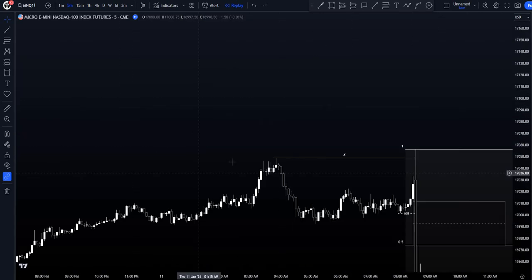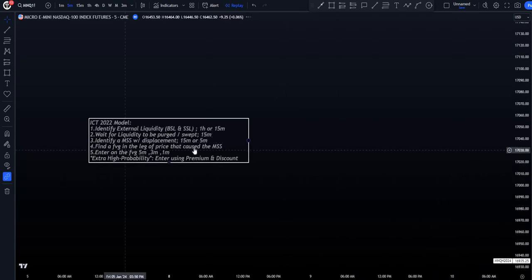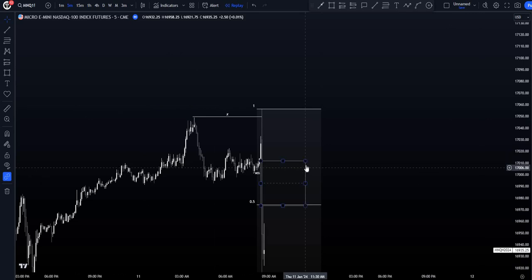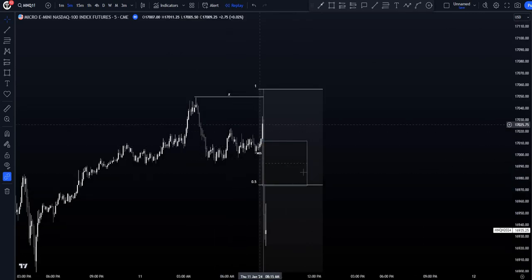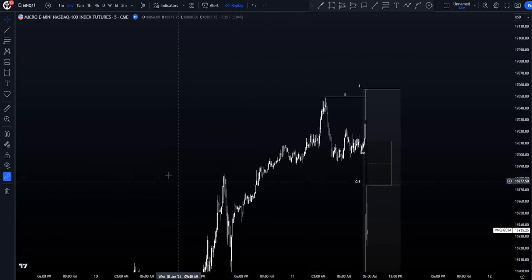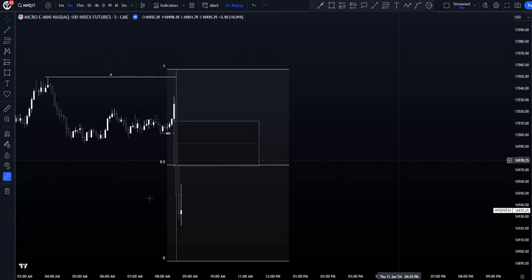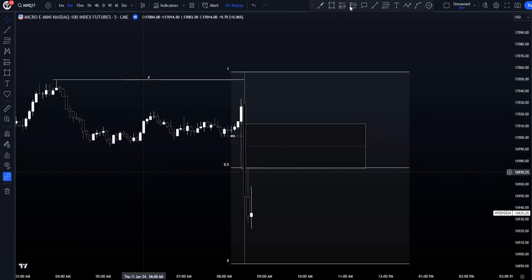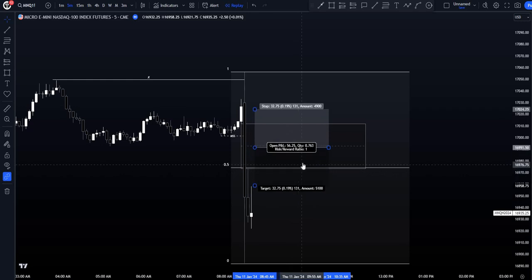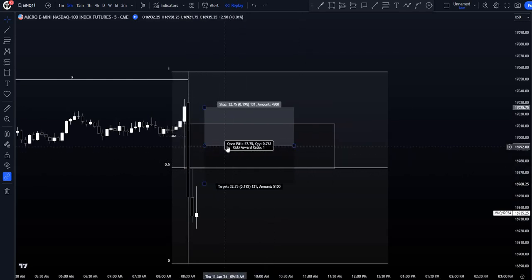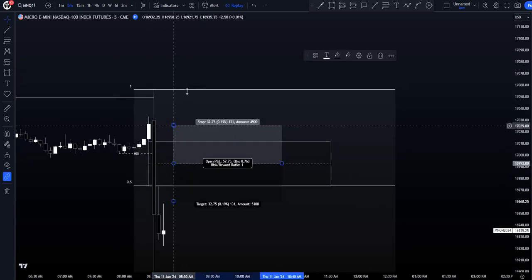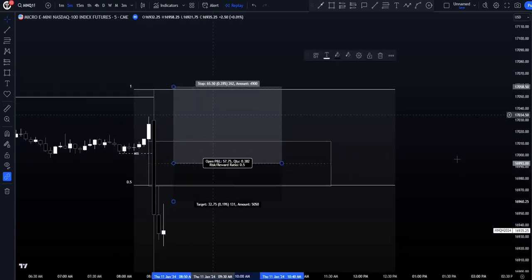So, remember our steps, right? Find a fair value gap in the leg of price that caused the market structure shift. That would be this fair value gap. This would be the leg of price. This would be the gap right here. And we want to enter on the fair value gap, okay? So, this gap is identifiable. It is pretty big, but what we would do is we would enter on either the open of the gap or we would enter at consequent encroachment of the gap. One of the two. So, let's just use consequent encroachment of the gap for now, okay?